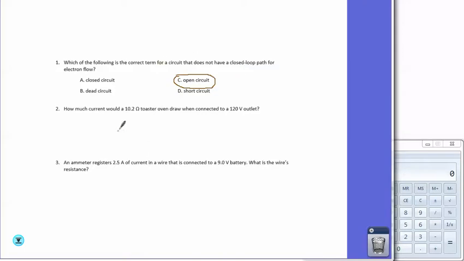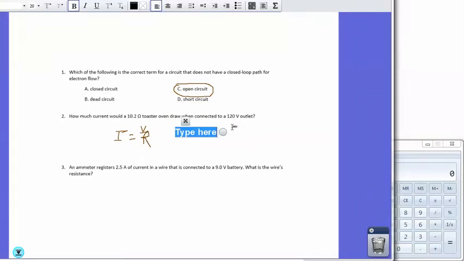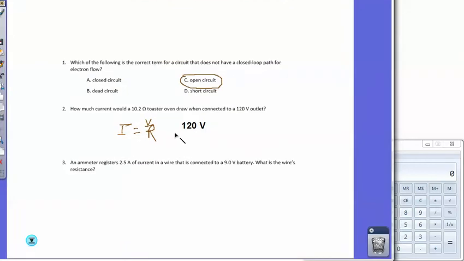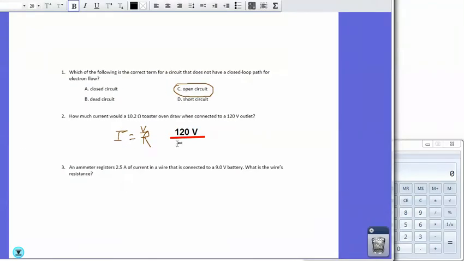Question number 2. How much current would a 10.2 ohm toaster oven draw when connected to a 120 volt outlet? This is an application of Ohm's law. So that's I equals V over R, right? I'm drawing with my mouse here. Such talent, I know. So it's V over R: 120 volts over 10.2 ohms. I'm just going to write out ohms there.